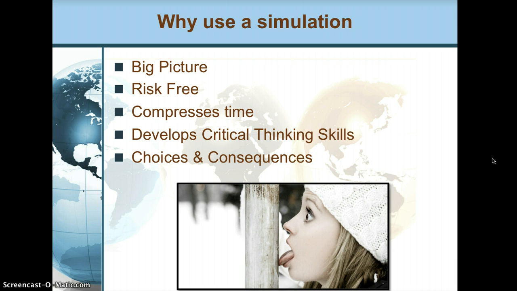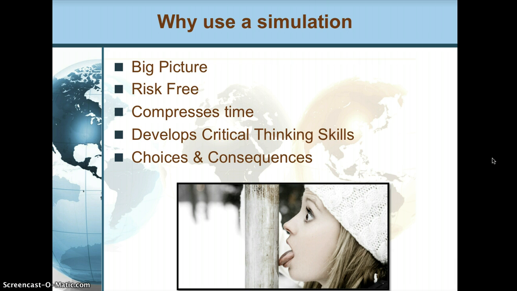Another reason that we use a simulation is to help you develop your critical thinking skills. This is a complex simulation, and lots of decisions will be made and lots of information will be at your disposal to make those decisions. It'll be your job, your challenge, to try and decipher all that information, make heads and tails of it, and make decisions from it. So therefore, your critical thinking skills will be developed.